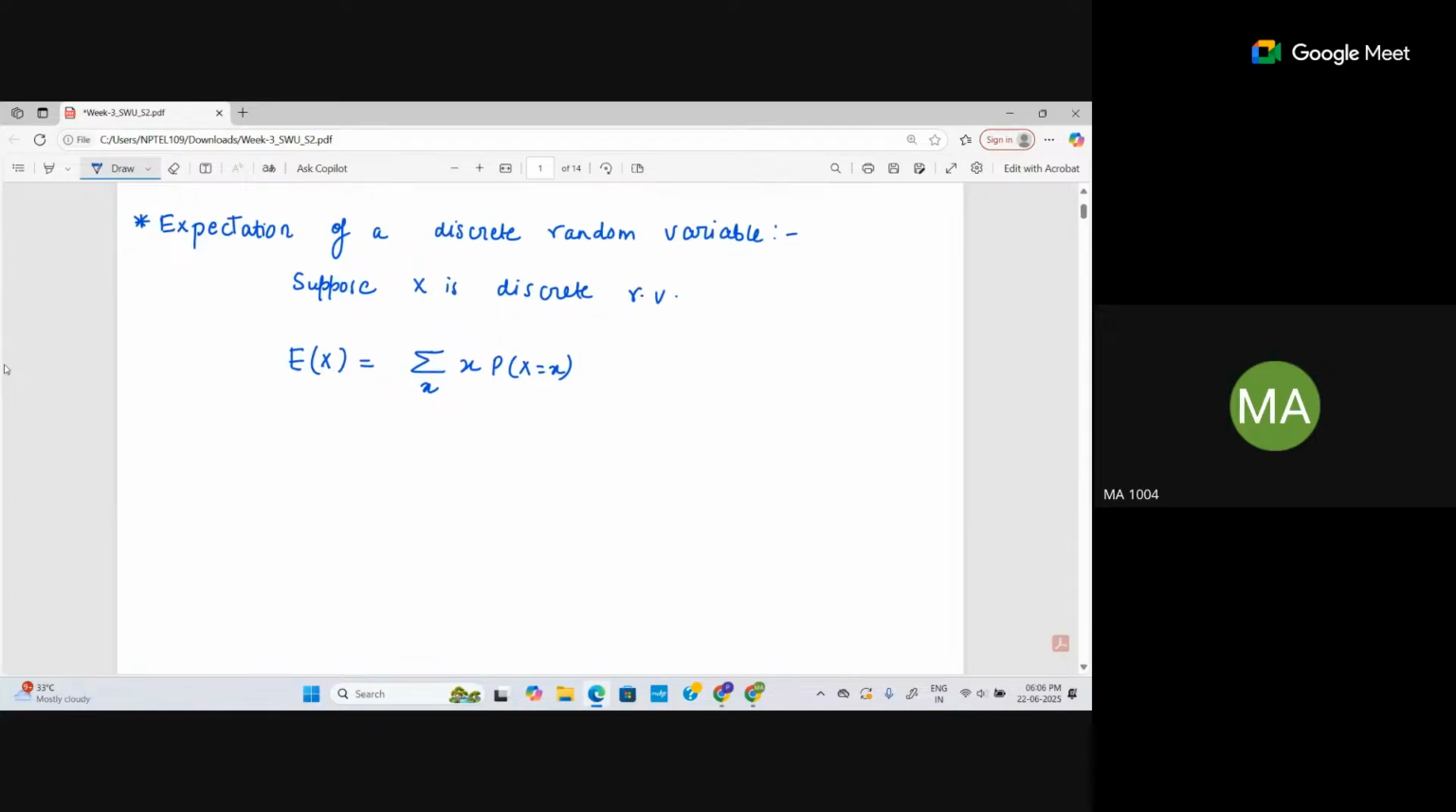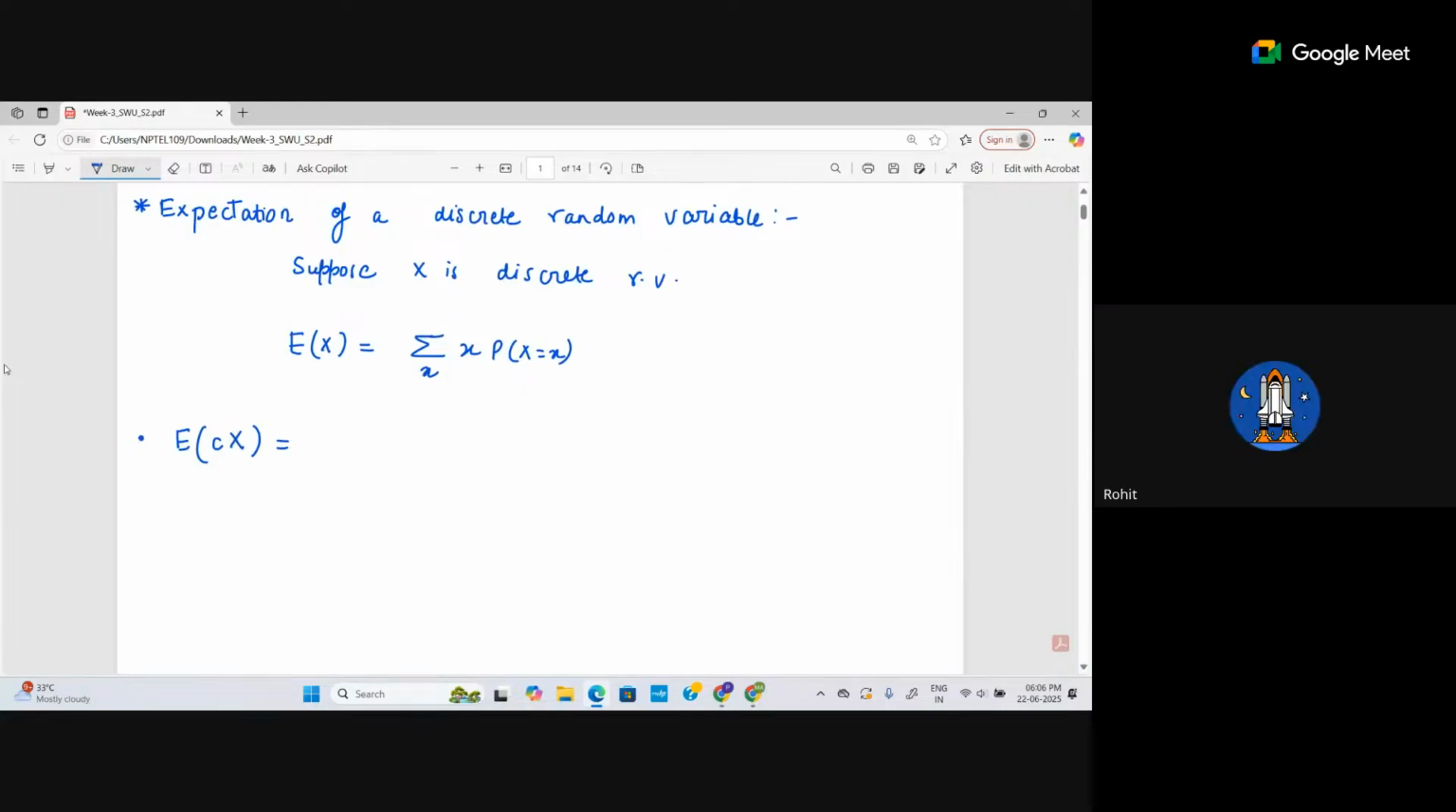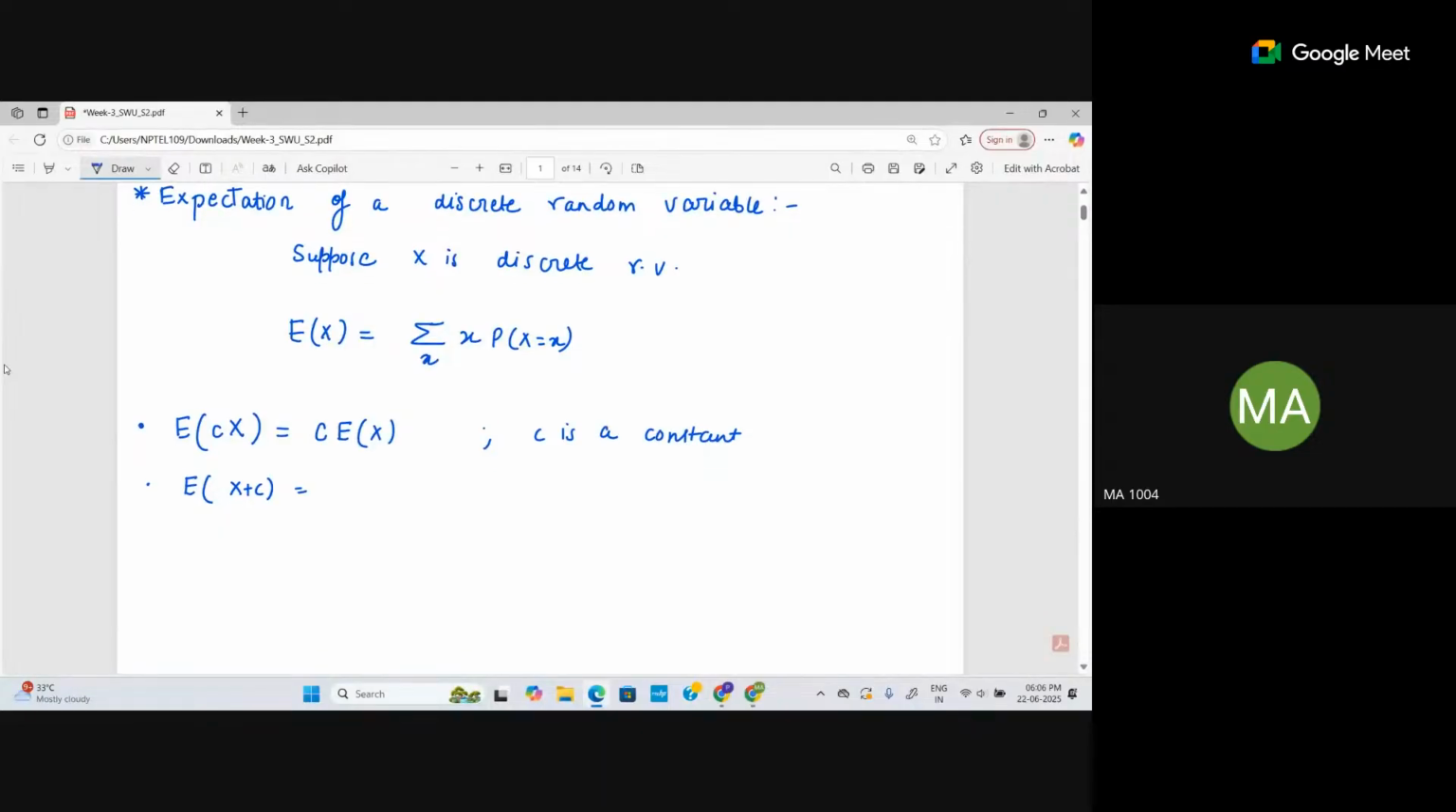And some properties of expectation. So if you have to find the expectation of Cx, where C is some constant, then what is the formula? It is C times expectation of x, where C is a constant. And similarly, if we are adding a constant to the variable, then it will be similar: expectation of x plus C.